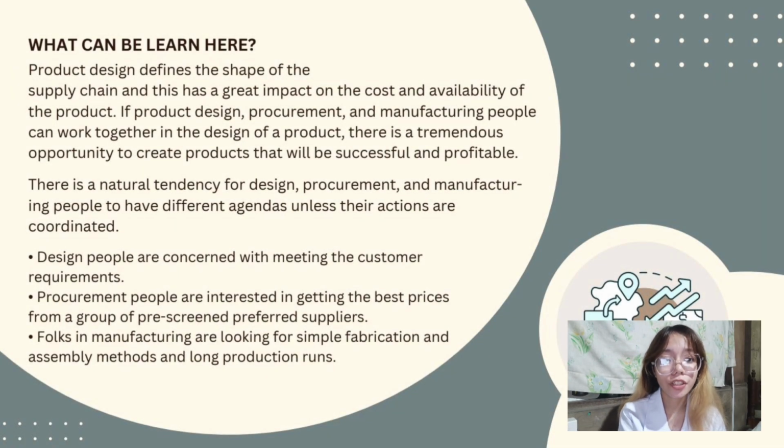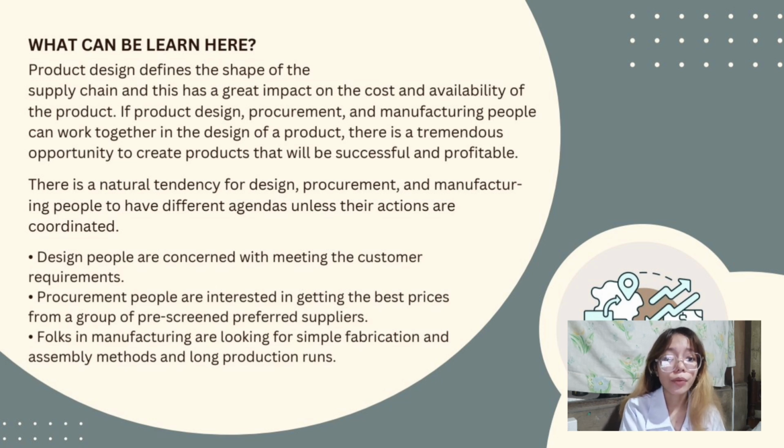Product design defines the shape of the supply chain, and this has a great impact on the cost and availability of the product. If product design, procurement, and manufacturing people can work together in the design of a product, there is a tremendous opportunity to create products that will be successful and profitable. There is a natural tendency for design, procurement, and manufacturing people to have different agendas unless their actions are coordinated.